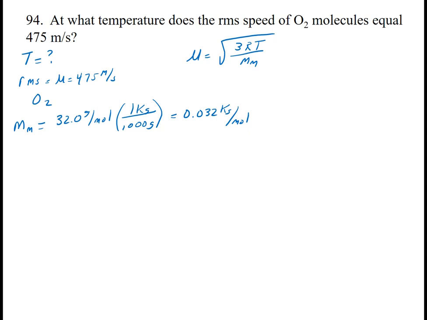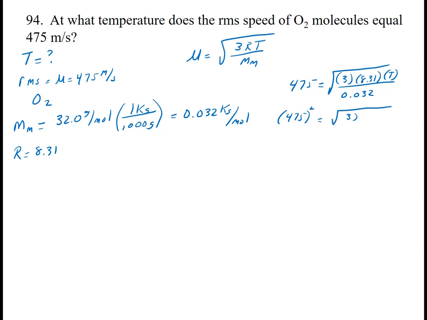Temperature is what I'm looking for. So I have 475 equals the square root of 3 times 8.31 times T divided by 0.032. Now, my unknown T is inside the square root, so the very first step is to get rid of the square root. How do I do that? I square both sides, so 475 squared equals 3 times 8.31 times T divided by 0.032.